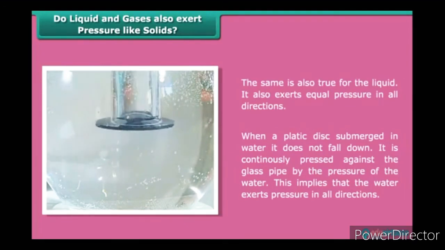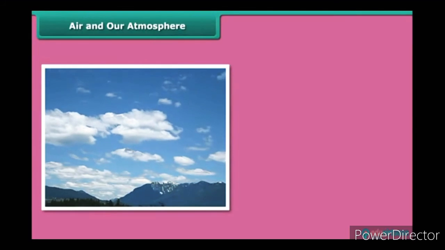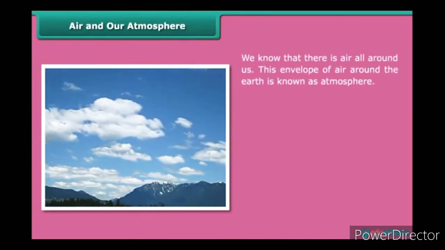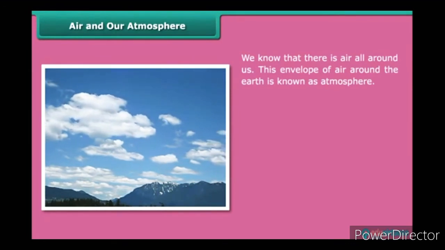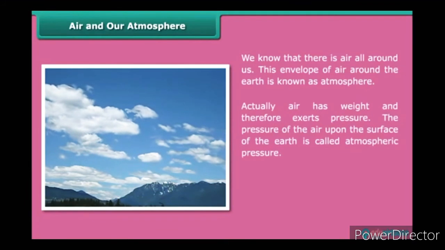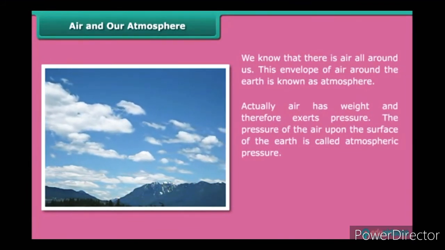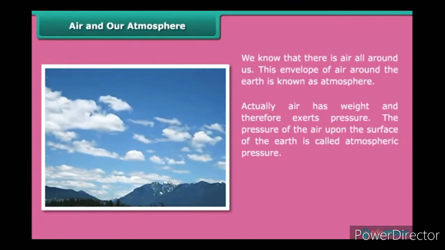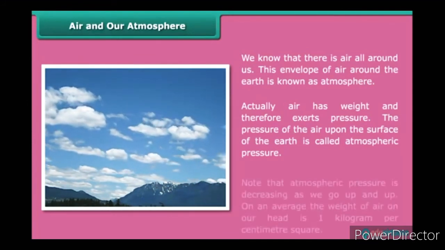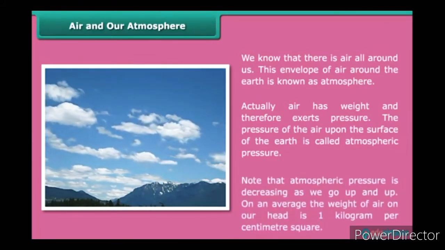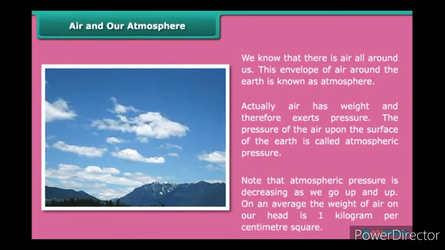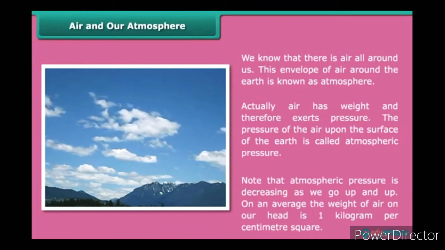Air and our atmosphere. We know that there is air all around us. This envelope of air around the earth is known as atmosphere. Actually, air has weight and therefore exerts pressure. The pressure of the air upon the surface of the earth is called atmospheric pressure. Note that the atmospheric pressure decreases as we go up and up. On an average, the weight of the air on our head is 1 kilogram per centimeter square.